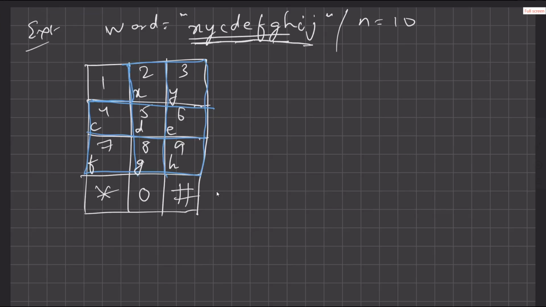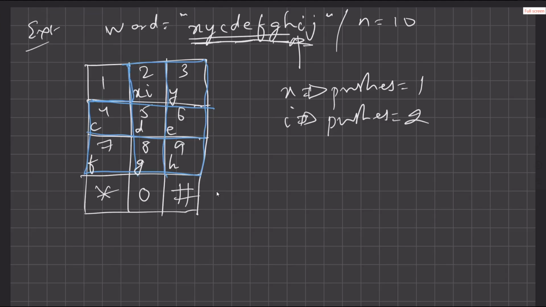And now if you want to place I, where do I place it? You can place it on the 2 button. So which means for X, how many pushes you need? You need just one push. But for I, you need two pushes. Two times you'll have to press in order to display I. Similarly, J I'll be placing in the next position. I'll not be placing J here. If I place J here, three times will be pushing. But here if I place it, then I'll be pushing it only two times. So this is the optimal solution.